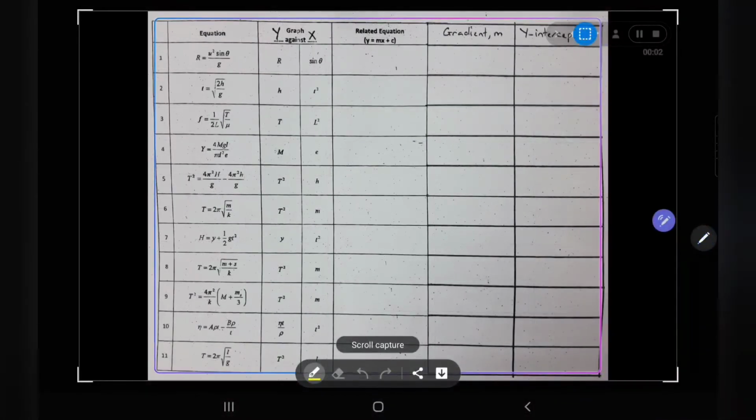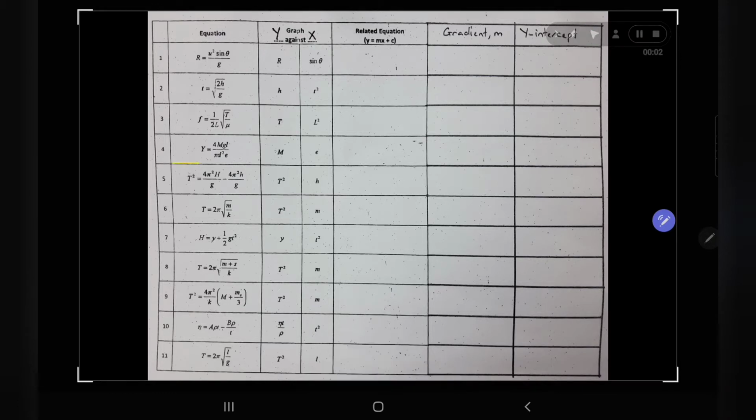For today, I want to give you two examples. Let's discuss together how to arrange back the equations given here. Okay guys, let's focus on these two questions. I want to focus on question number 5, also question number 9.